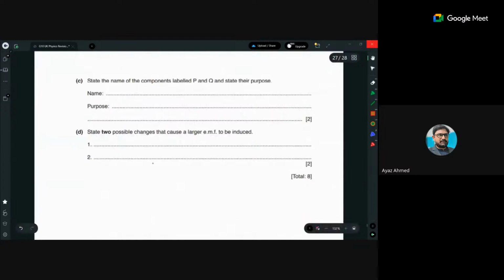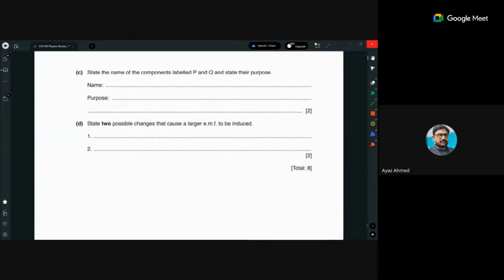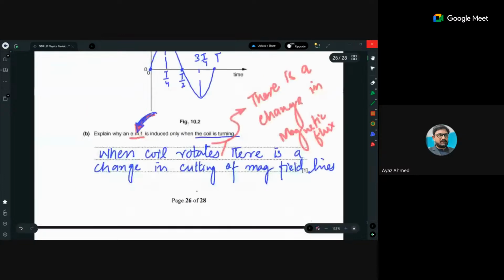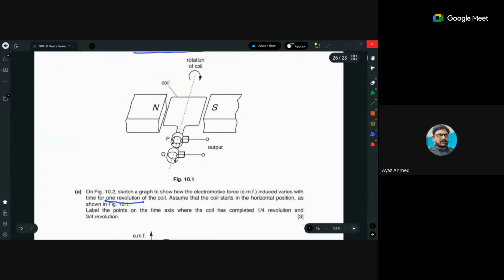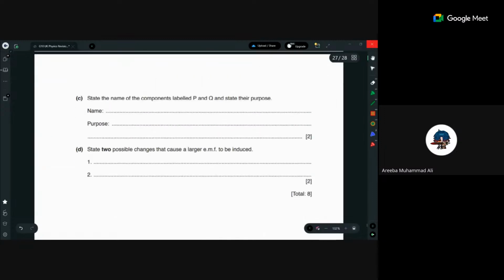Very good. Now state the name of the components labeled P and Q. State the purpose of these. P and Q कहाँ पे है? Okay, P and Q. What are these two? They are slip rings. Slip rings. Yes. ये भूलोगी तो नहीं ना? No, sir. Okay. So they are slip rings. And what is their function? Or what is their purpose?